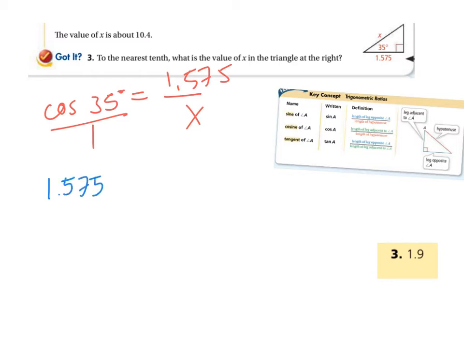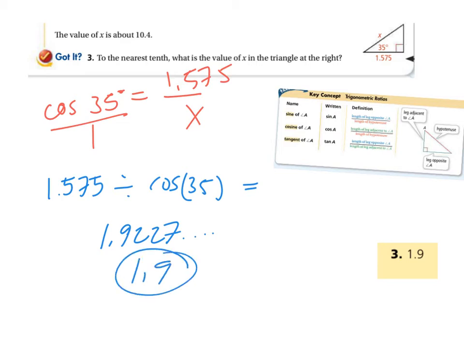1.575, and then I put divided by, and then I put cosine 35, right? Close the parentheses, and then I pressed equals. And so I got 1.9227 and so on, right? So about 1.9 is a good answer. We'll take that.